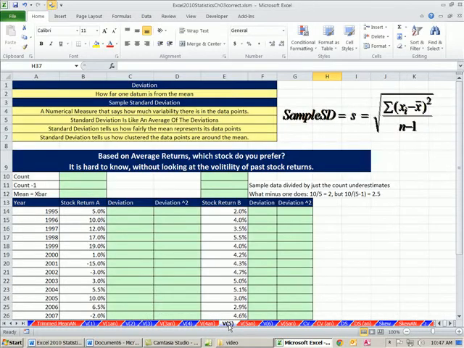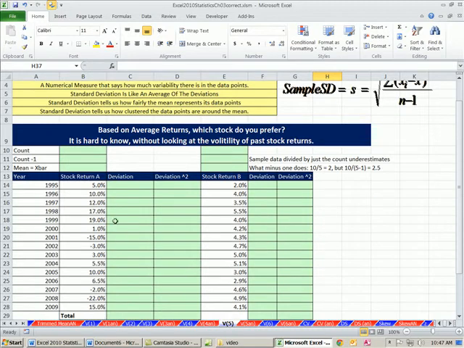I'm going to click on the sheet V5. Now, what I've done is I've set this up. We have stock return for A and B. And we're going to calculate the deviation. Remember, what is the deviation? It's just, hey, the actual particular value minus the average. So that means before we can calculate the deviations, we have to calculate our average.